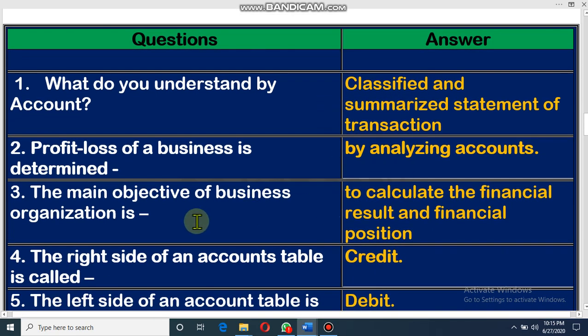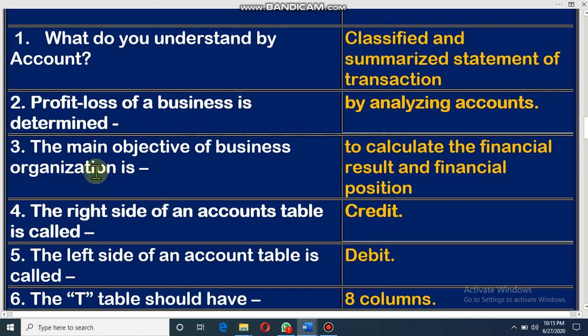Dear student, profit and loss of a business is determined. How can we determine profit and loss? By analyzing accounts. You know, by analyzing accounts we can find out the profit or loss. Without seeing the accounts we cannot find out the profit or loss. You know that from revenue we have to subtract the expenditure, then we will get the profit. So revenue is one account and expense is another account. From the revenue account we have to subtract the expense account, then we will find out the profit or loss.